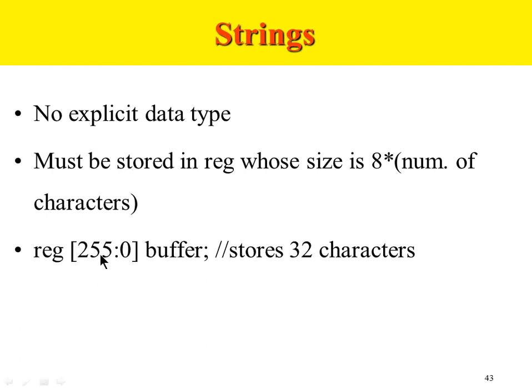What we do is we declare a register. Each character that you have to store will need 8 bits. So if it is reg [255:0] buffer, buffer is a register whose width, 255 down to 0, means 256 bits. Divided by 8, it can store up to 32 characters. Characters means A, B, C, D, etc. A string is made of characters, right? So we can store such 32 characters in a 256-bit register.